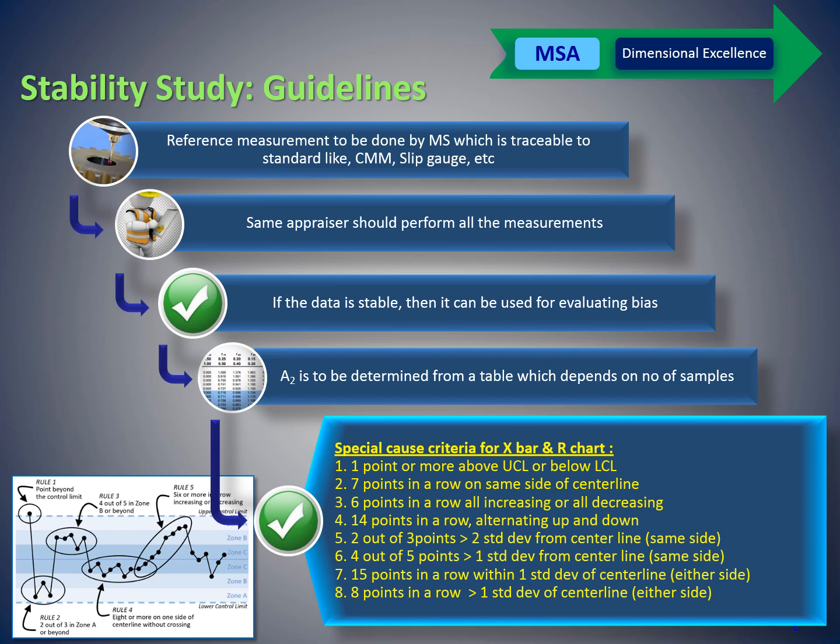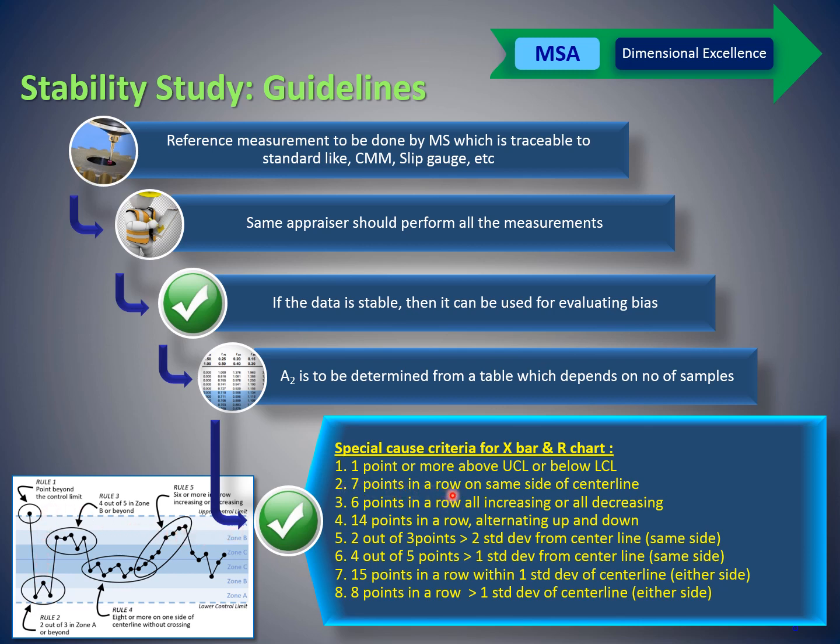Also, we will see in this slide, which tells us whether there is any special cause in our system or not. Okay, so if any of these 8 points comes true, then our system has some special cause, so that is not stable. So the first point is one or more above USL or below LSL. So one or more points above USL or below LSL means that our system is not stable.